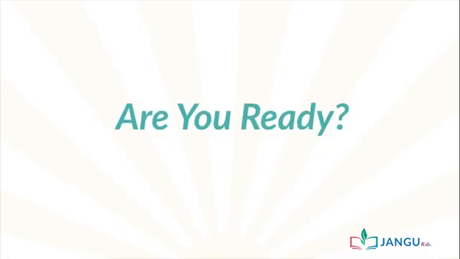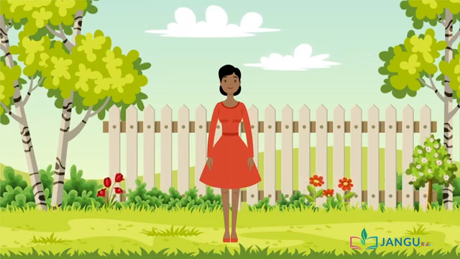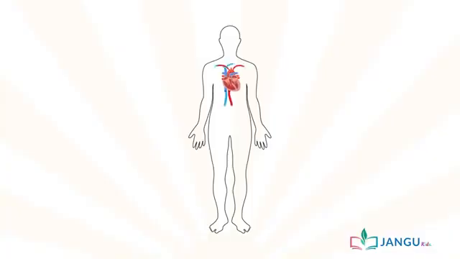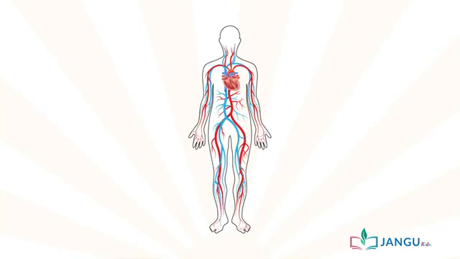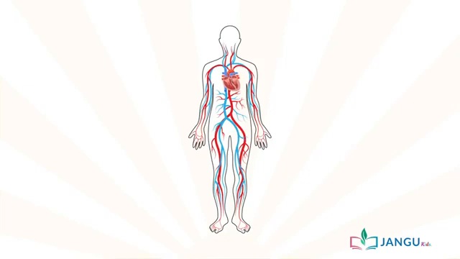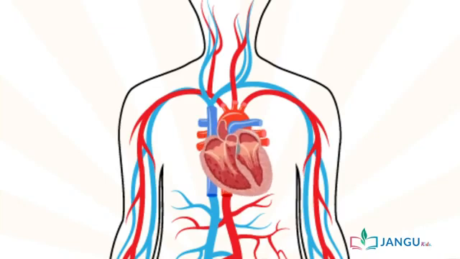Let's begin. The human body requires nutrients, oxygen, and water to function properly. The circulatory system is the route taken by blood as it moves around the body. It is the transport system that helps in moving digested food materials like glucose, amino acids, glycerol, and oxygen around the body. The parts of the body that are involved in blood circulation are the heart and the blood vessels.